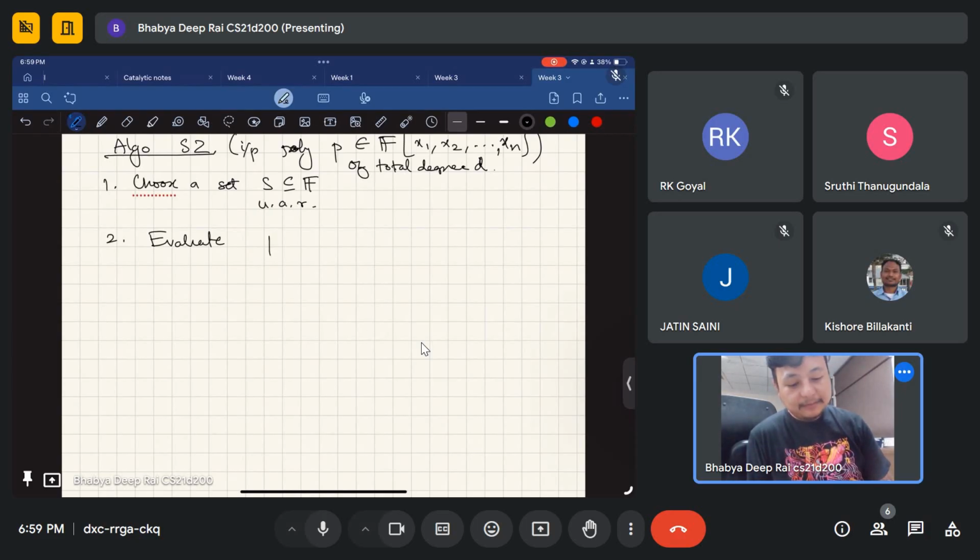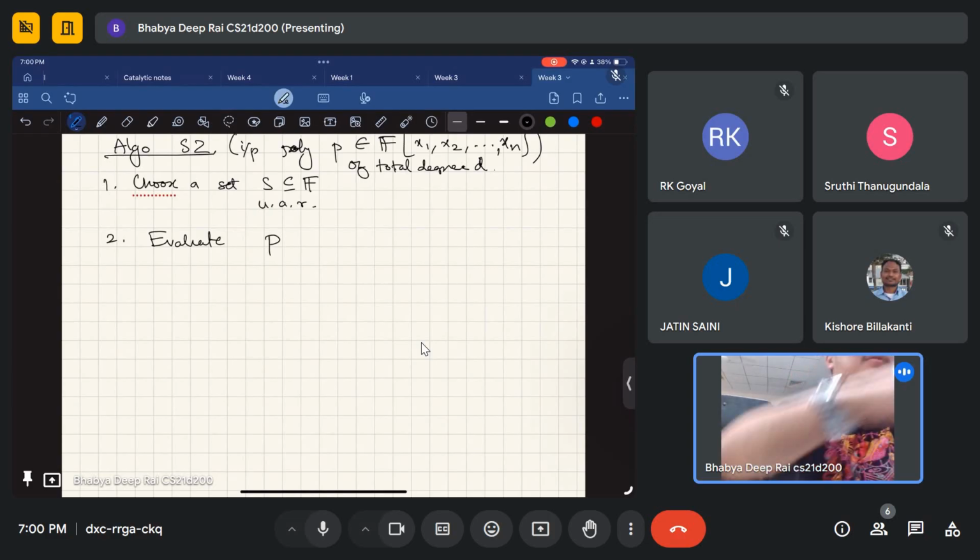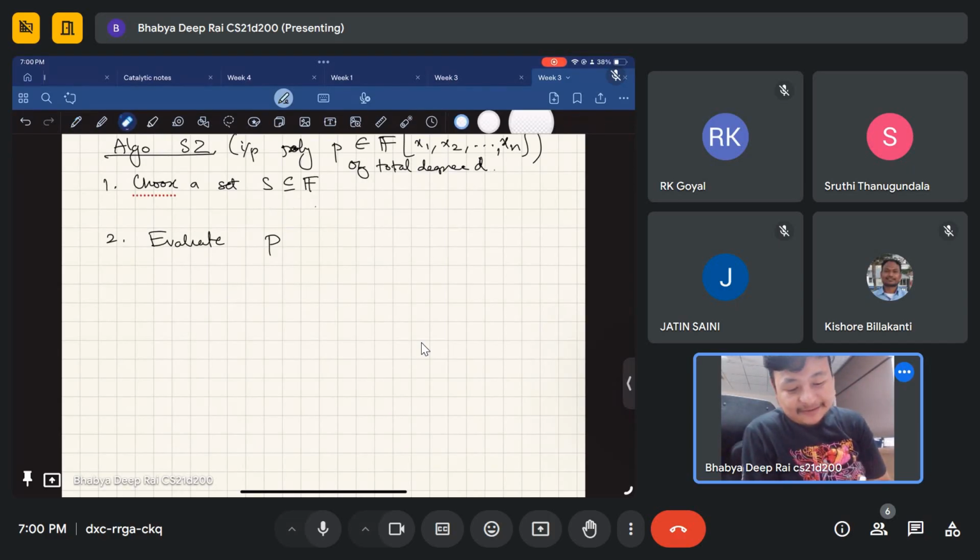Evaluate P, okay, there is something. Just give me one moment. Let me verify the algorithm. I don't want to make a mistake. Oh, okay. You don't choose the set. Sorry.